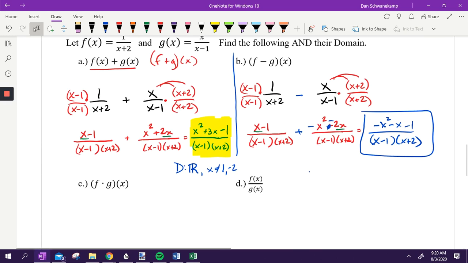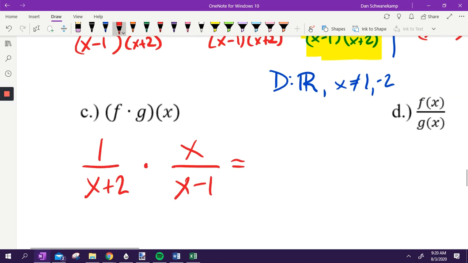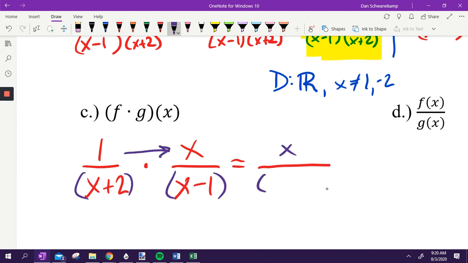F times g of x. We're going to write down what f is. We're going to write down what g is, and we're going to multiply them together. When we multiply fractions, how do you multiply fractions? Straight across, just multiplying straight across. 1 times x is x. This thing times that thing.